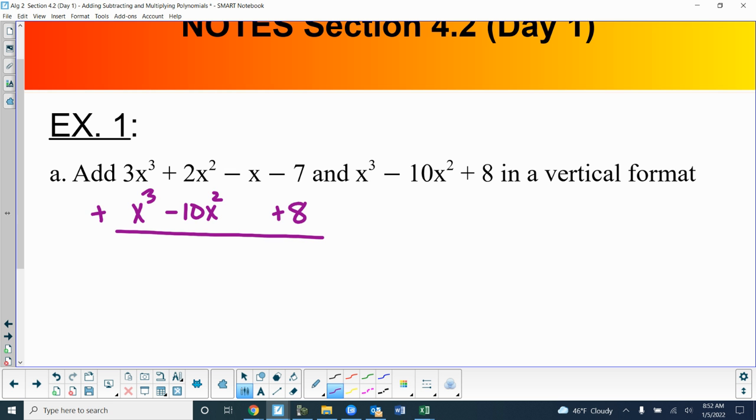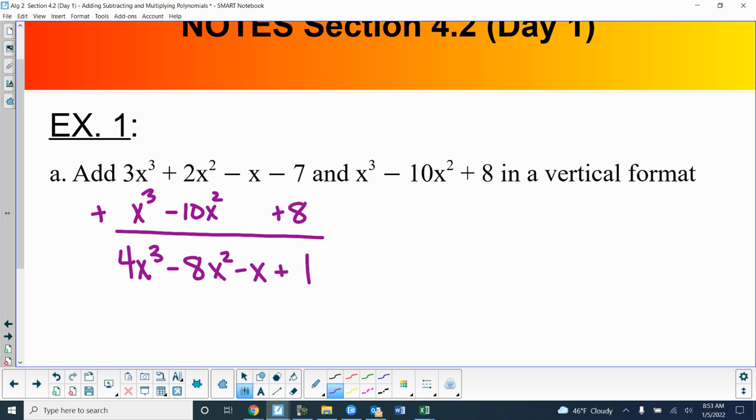So what's the 3x cubed plus the x cubed going to equal? 4x cubed, right? And the 2x squared plus a negative 10x squared is going to be negative, right? Not positive. I messed up there. There's nothing here with that's another x, so I just drop that negative x down. That's still part of my answer, right? It's like negative x plus nothing. It's still negative x. And what's negative 7 plus 8? Positive 1, right?